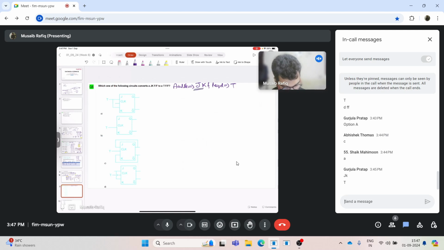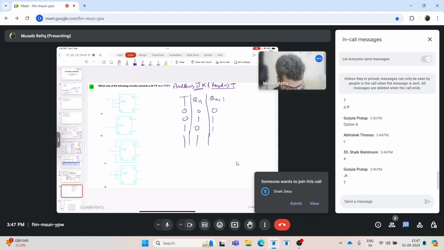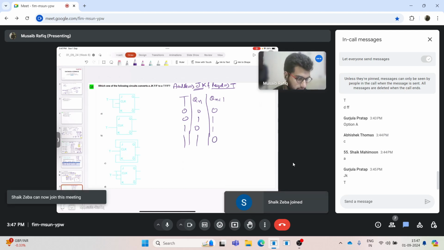Available was JK and required was T. So we need to write the characteristic equation of T flip-flop. So this is T, this is Qn, and this is Qn plus 1. So it is 0 0 0 1 1 0 1 1. So for 0 0 it's 0, for 0 1 it's 1, for 1 0 it's again 1, for 1 1 it's 0. Right. Now I have to write the excitation table for J and K.